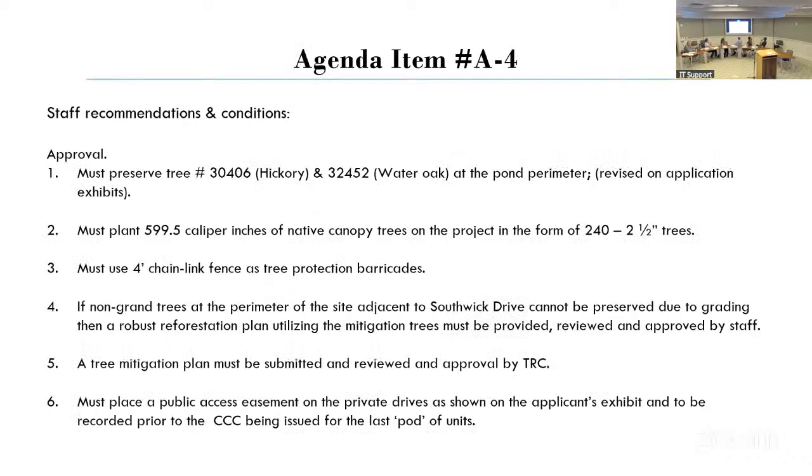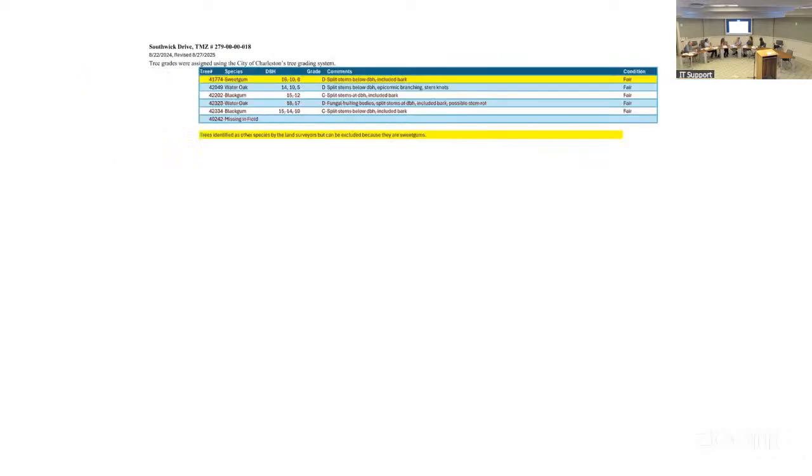Must plant 599.5 caliber inches of native canopy trees on the project site in the form of 240 2.5-inch trees. So we want to reforest, come up with a reforestation plan and plant quite a few trees out there. Must use 4-foot chain link fence for tree protection barricades. If non-grant trees at the perimeter of the site adjacent to Southwick cannot be preserved due to grading, then a robust reforestation plan utilizing the mitigation trees must be provided. I'll go back to that plan.